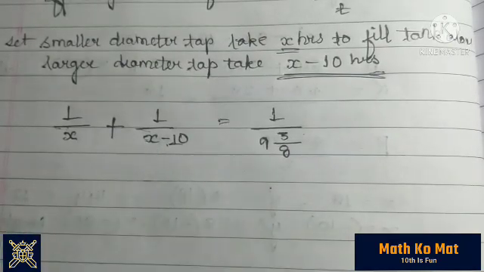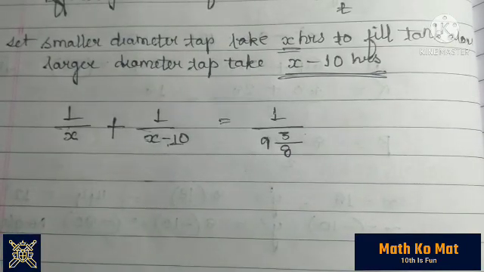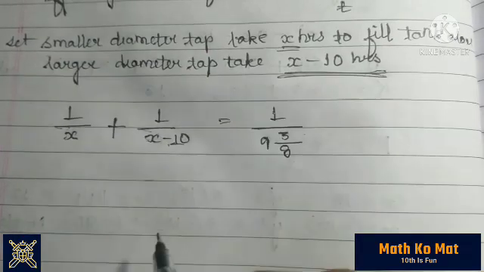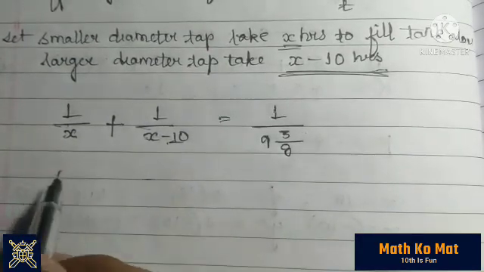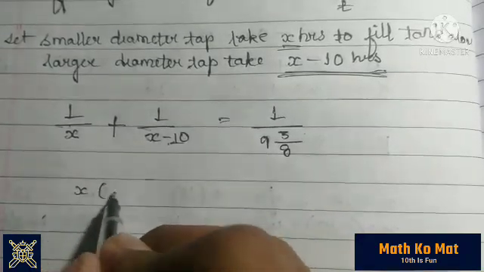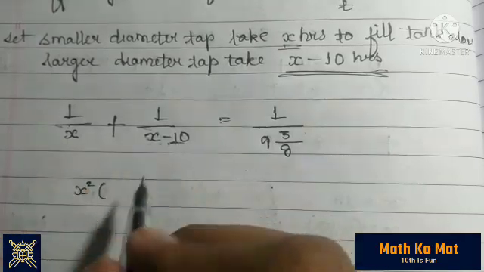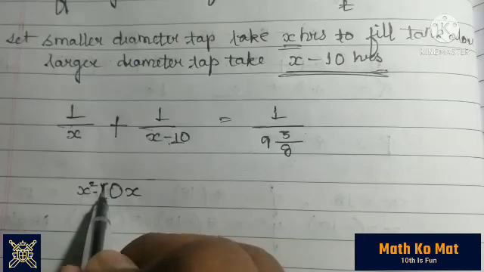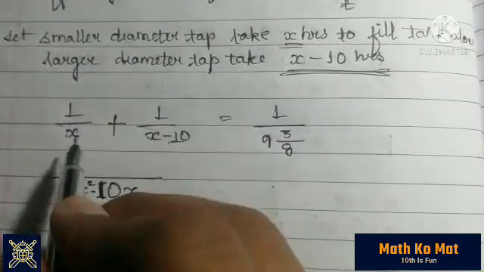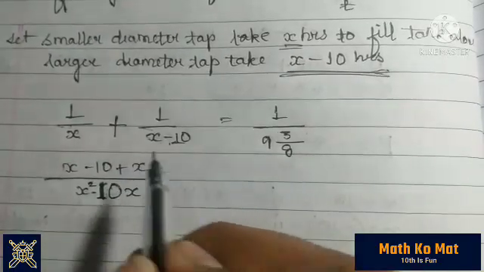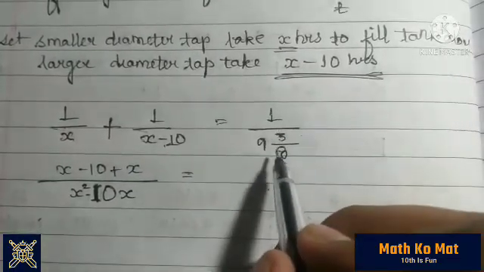Since both taps are running simultaneously, their efficiencies add up. This is the very basic idea that would help you solve all the questions of this type. And now comes the basic calculation. Here you have 1 by x and here you have 1 by x minus 10. So the LCM would be x into x minus 10, which gives x square minus 10x. And above you have x minus 10 plus x. And this is equal to 1 upon 3 by 8.